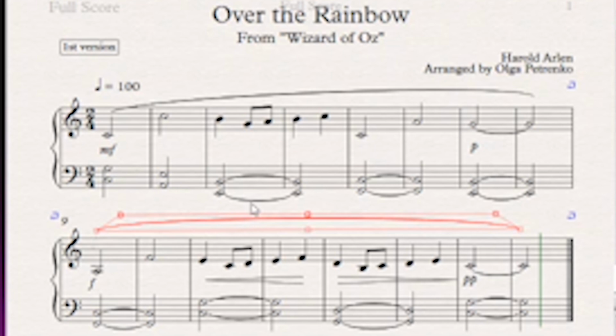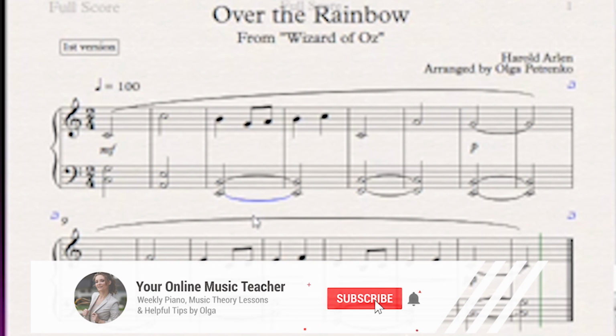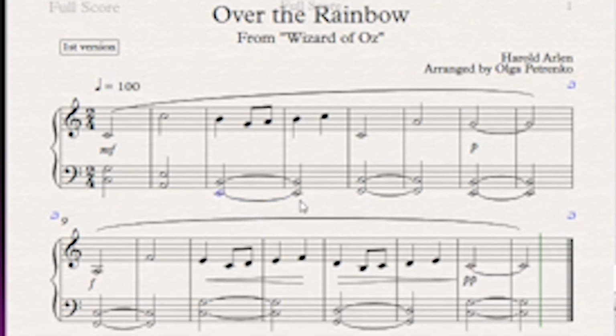The other type of curved line is a tie. We use a tie where we need a longer sound. In 2/4 time signature, there are only 2 beats per measure. But what if I need 4 beats of uninterrupted sound? I then use 2 tied half notes. Here's the first one, and here's the second one. And they are tied.